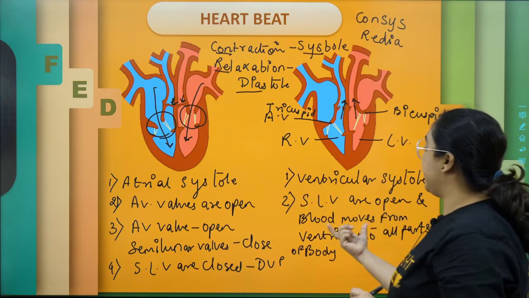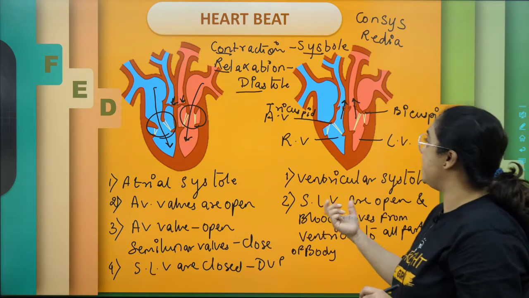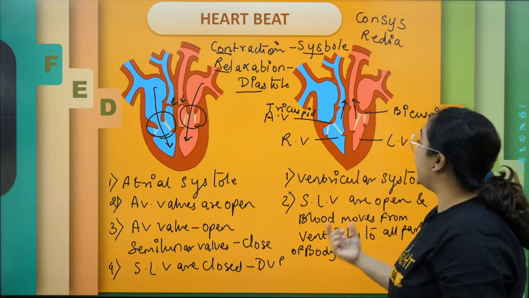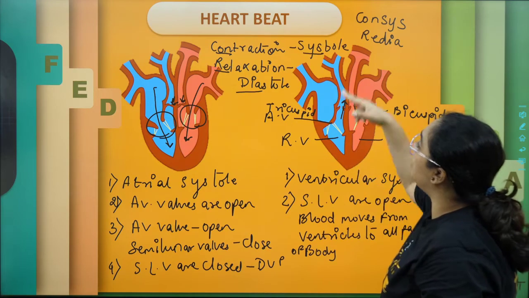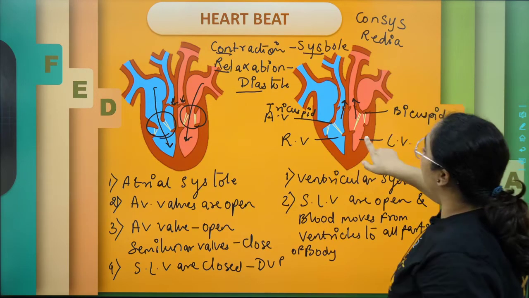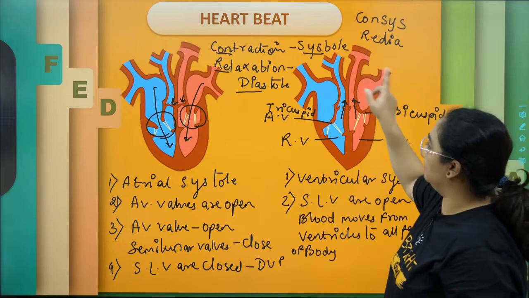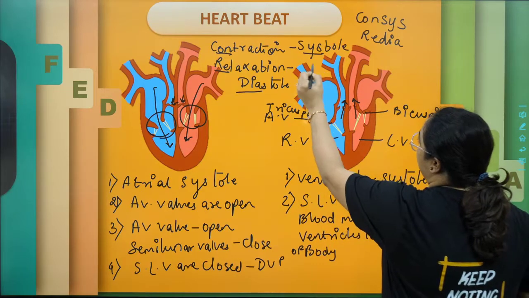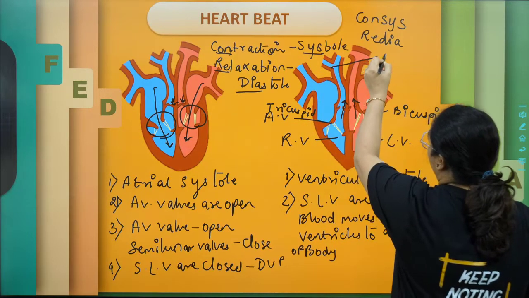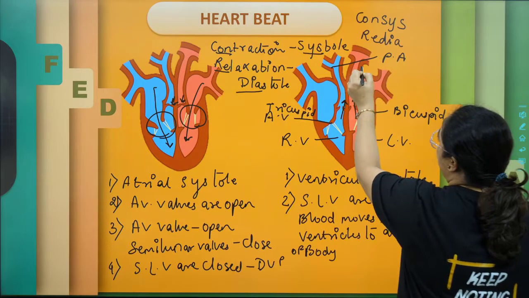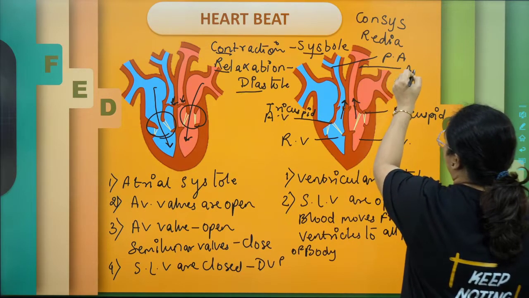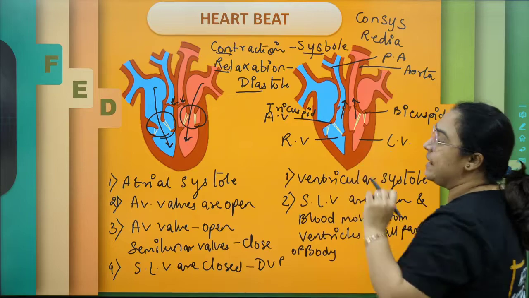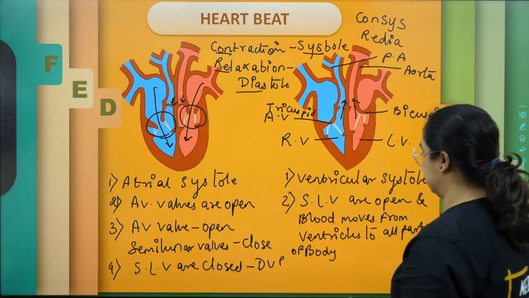So फिलहाल मैं यहाँ पे आपको ये बता रही हूँ that SLV, semilunar valves are open and blood is flowing from right ventricle to pulmonary artery and from left ventricle to aorta. Okay, so this is your pulmonary artery, this one pulmonary artery, and this one is aorta. ओके तो ये लेबलिंग्स भी आपसे पूछे जा सकते हैं.